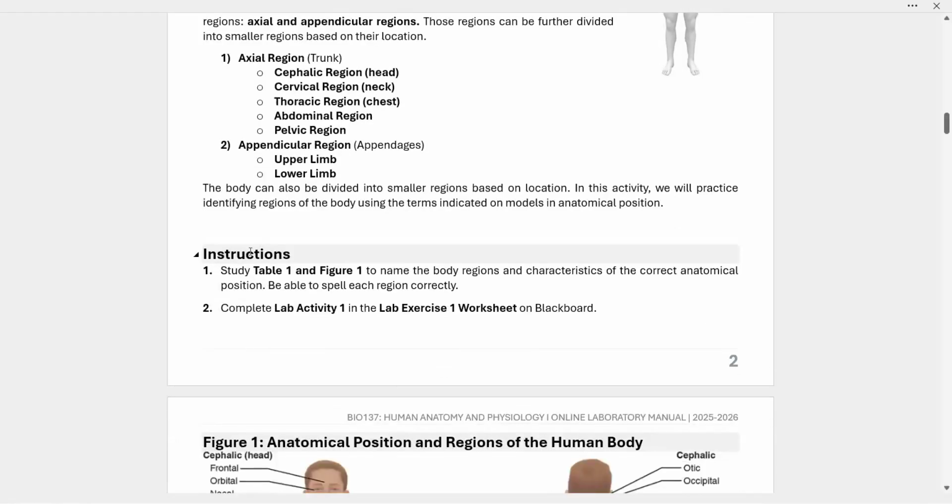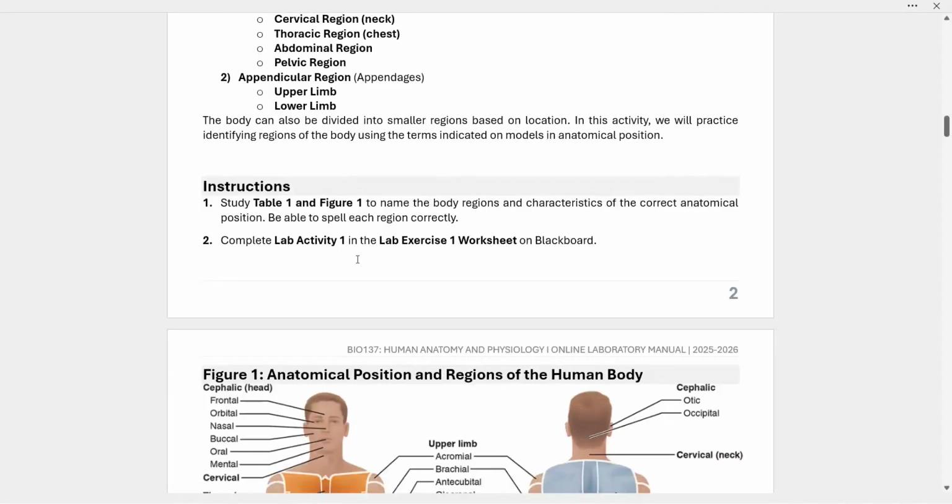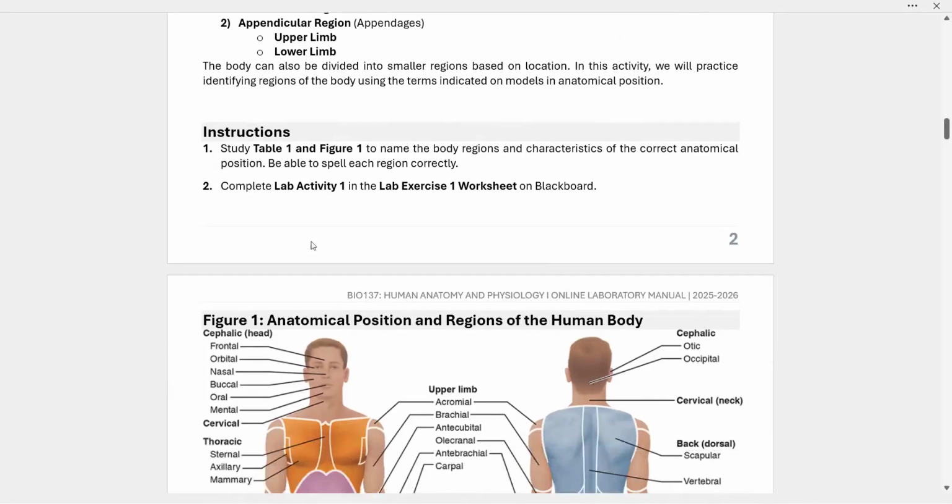All right, instructions. Study Table 1 and Figure 1 to name the body regions and characteristics of the correct anatomical position. Be able to spell each region correctly. Number 2, complete lab activity 1 in the lab exercise 1 worksheet on Blackboard. So after we go through this, you're going to turn this in by going on Blackboard and opening the lab exercise 1 worksheet. And in that worksheet, you're going to have to answer questions that are coming from this lab worksheet. And that's how you get the grade for the lab, is by turning in the lab exercise 1 worksheet.